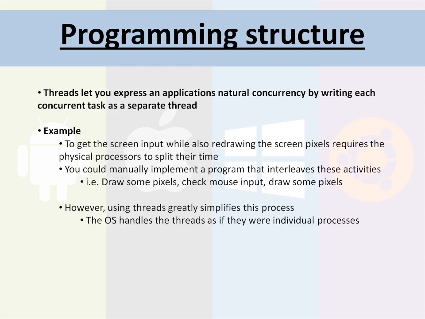So one example is, to get the screen input while also redrawing the screen pixels requires the physical processor to split its time. One is to get the position of, say, a mouse, or the position of the pixel, and the other one would be to actually redraw the screen pixel. So naively, once again, you could manually implement a program that would switch between these activities. That's what interleaves means, basically to swap or to switch between. So you could have some interleaving that would look like this, where you would draw some pixels, then you would check for a mouse input, and then you would draw some pixels again.